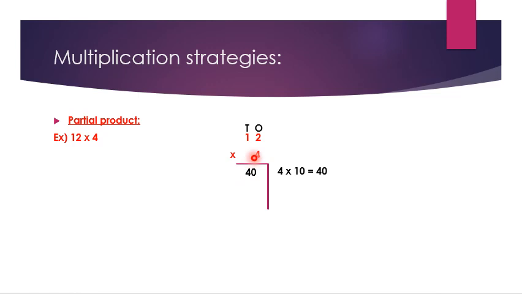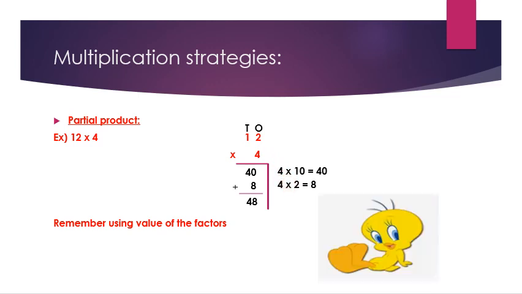Now let's multiply 4 by 2. Can I write 4 by 2 or 4 by 20? Of course 4 by 2. Why? Because 2 is in the ones place, so 4 by 2 equals 8. Now what shall we do? I will add them together. 40 plus 8 equals 48. We get the same answer as the previous strategy. So focus again here in the partial product. We have to concentrate well on the value of the factors. The value of the 1 is 10, not 1. The value of 2 here is 2, not 20.